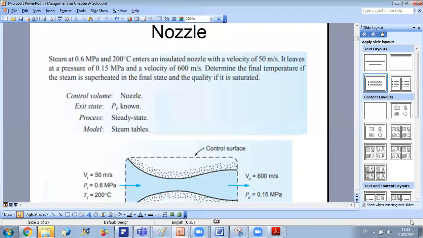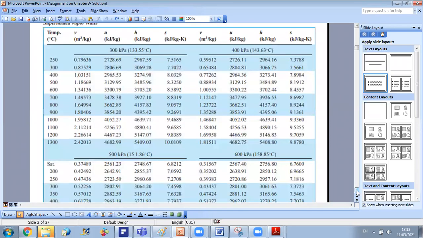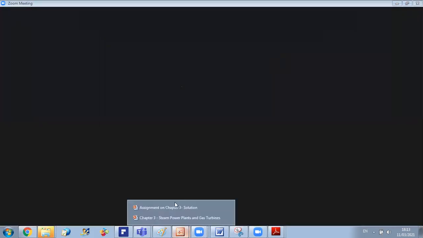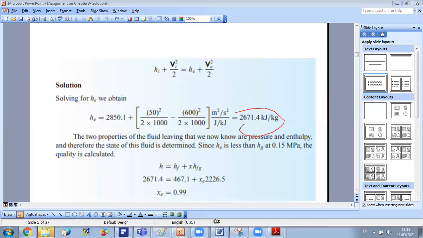So now, as we said, we want to determine the final state. What we know is that H at exit is the following, and the pressure is 0.15 megapascal. So I know this property, plus that the pressure is 0.15 megapascal. So look what we will do.